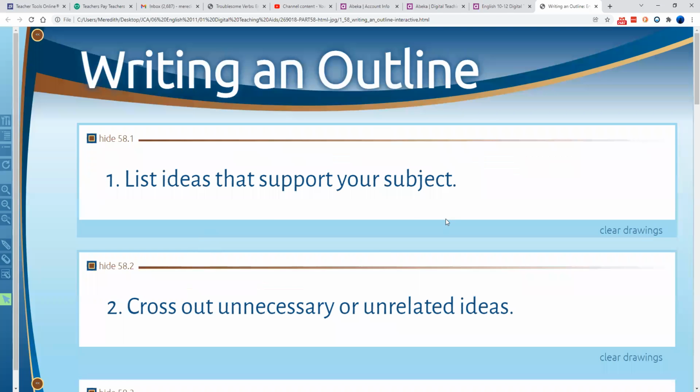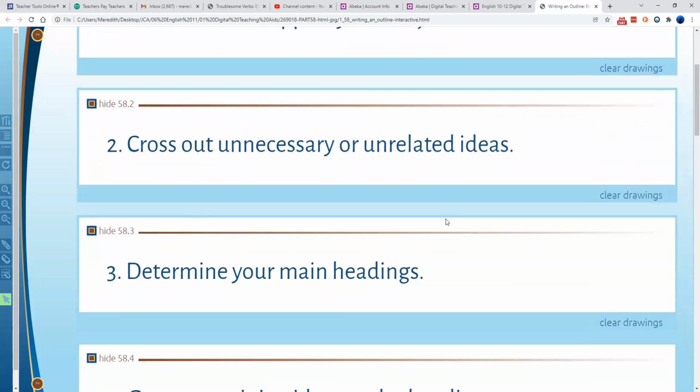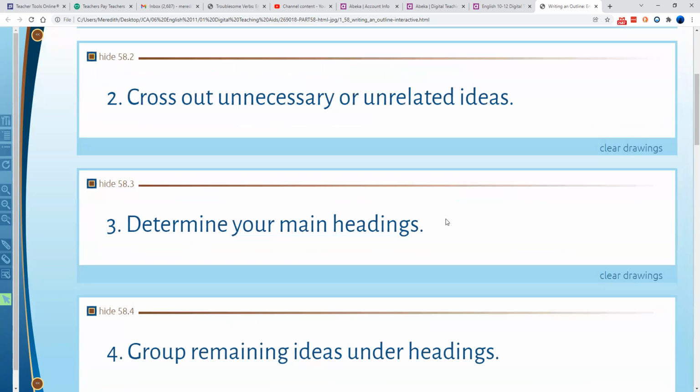Okay, so list ideas to support your subject. Cross out any unnecessary or unrelated ideas. You have some examples of that on page 197, when you talk about the outline. They have lots of ideas that they included in their outline. You don't need that many.